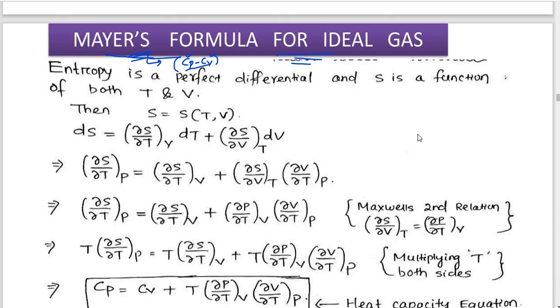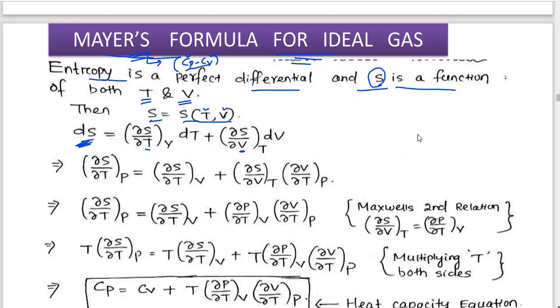So first of all, take entropy. Entropy is a perfect differential and entropy S is a function of both T and V, T for temperature and V for volume. Entropy can be a function of any other variables also, but here we took entropy S as a function of temperature and volume. So what will be dS? Entropy is a perfect differential, so you can write dS. As entropy is a function of both T and V, we have to differentiate with T and V separately.